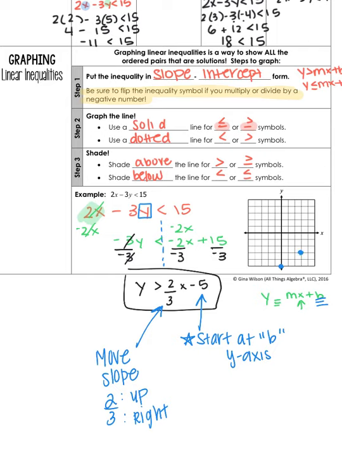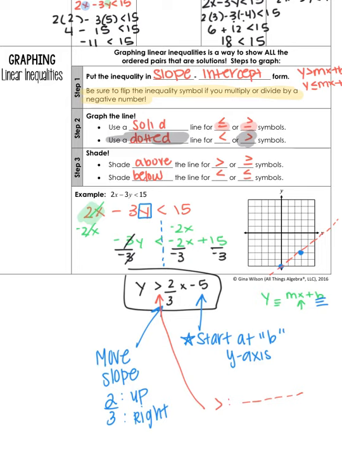Now, to figure out how I'm going to connect these dots, I have to look at my inequality symbol. It's just greater than. It does not have the line underneath it. So it says to use a dotted line when it's just a greater than or just a less than symbol. So because it's just a greater than, I'm going to draw a dashed or a dotted line through those points. So draw a dashed line.